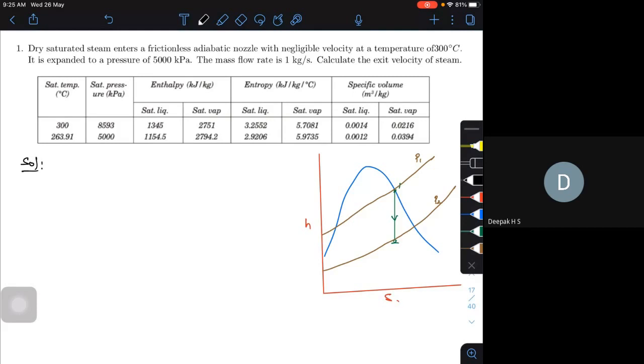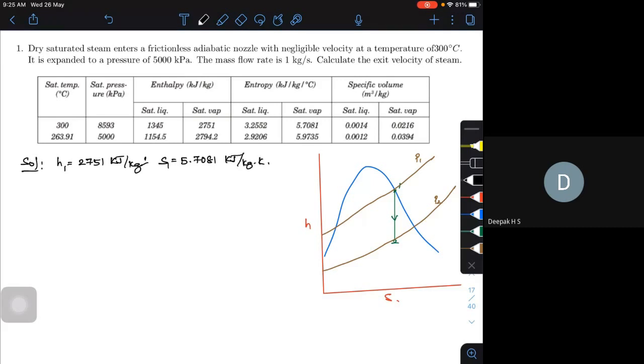At point 1, it is dry saturated, so H1 is equal to 2751 kilojoules per kg. Now what is the corresponding entropy? This is dry saturated steam, so S1 is equal to 5.7081 kilojoules per kg Kelvin.